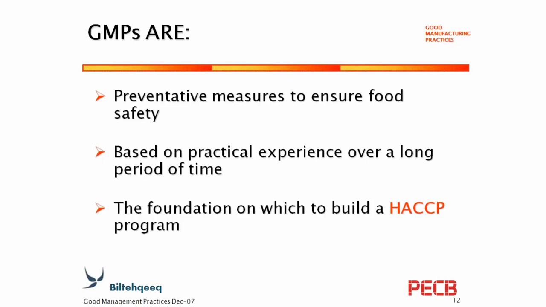GMP is basically the preventive measure to ensure food safety. It is a system, or it is a way to avoid any non-conformance or any contamination in your food management system. And these GMPs are developed on the experience of a long period of time. The foundation of these GMPs is based on the HACCP program, and we have already discussed the HACCP. So GMP is based on the HACCP program, and it has been developed after a long period of experience, and it is basically a preventive approach. It gives us a chance to avoid any non-conformance.